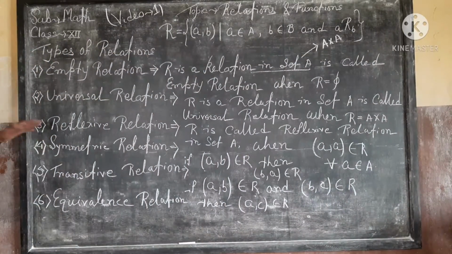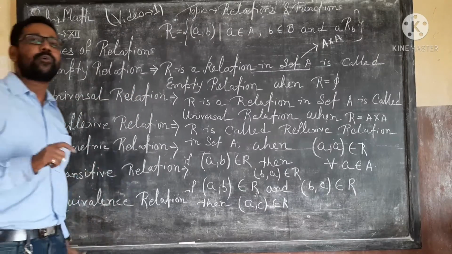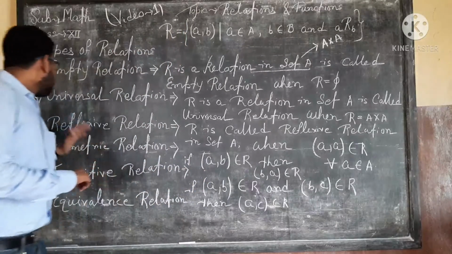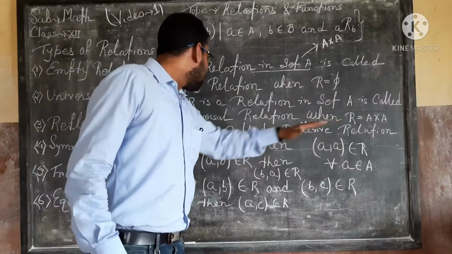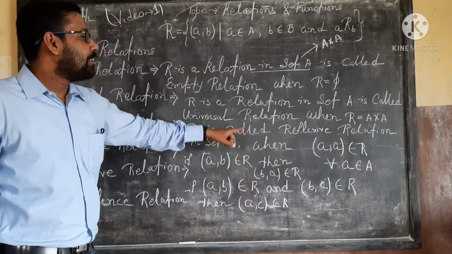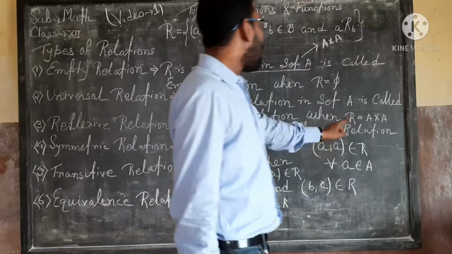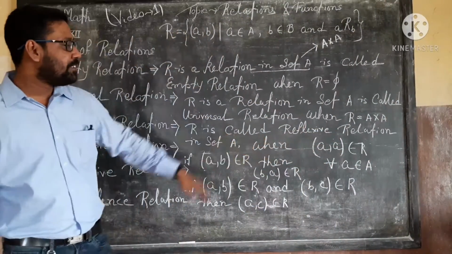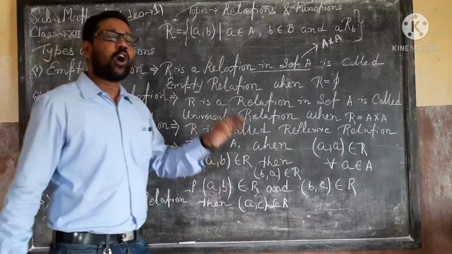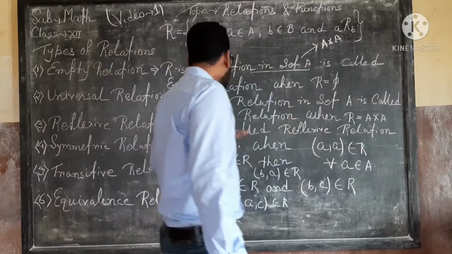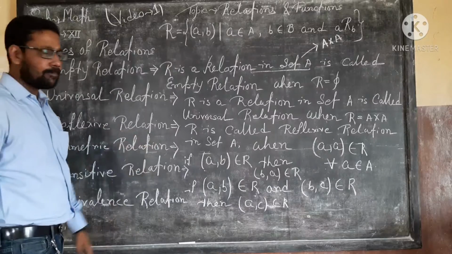Next one, reflexive relations. These four are very important from the exam point of view. R is called a reflexive relation in set A when the ordered pair (a, a) belongs to R for every element a, where this symbol means for all elements belonging to A. This is the definition of reflexive relations.